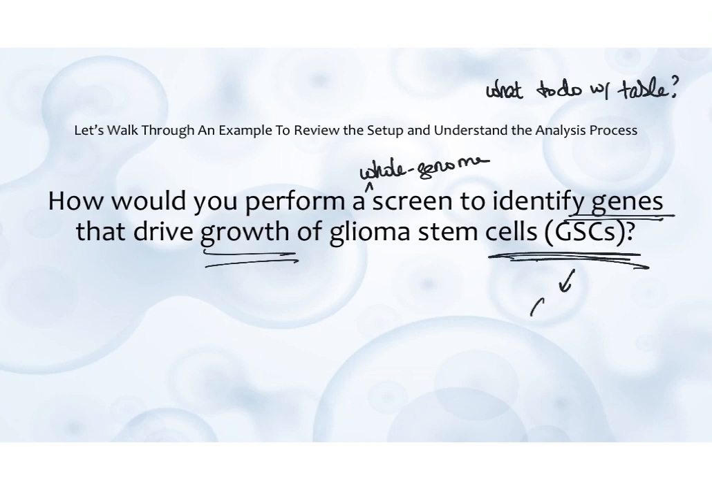We're interested in glioma stem cells because, as we talked about before, they are thought to drive the heterogeneity and the recurrence that we see in GBM. So in theory, if we could target these glioma stem cells, we would be able to stop this heterogeneity and this recurrence.